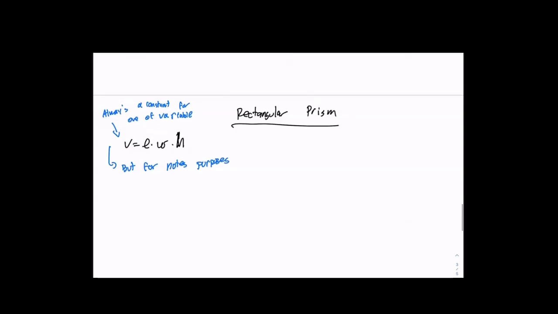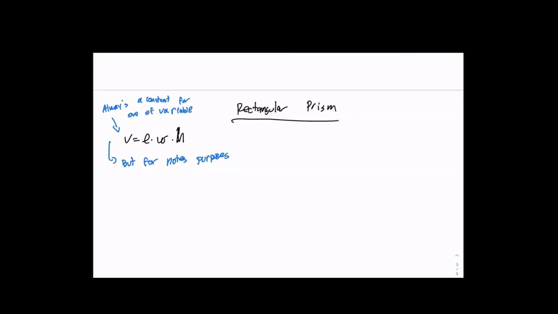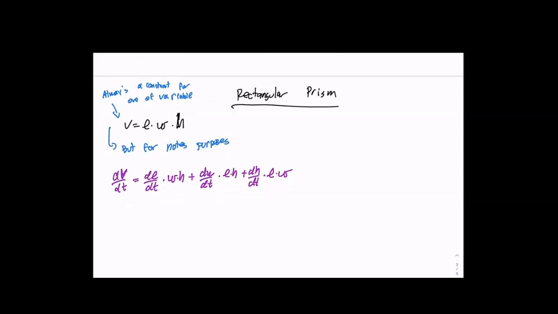But for notes purposes, this wouldn't happen here. I'm just going to give it to you. So it's dV/dt, and the triple product rule is the derivative of the first times the other two, plus the derivative of the second times the other two, plus the derivative of the third times the other two. So dV/dt equals dL/dt times W times H, plus dW/dt times L times H, plus dH/dt times L times W. Typically, that's what's going to happen with these types of problems.